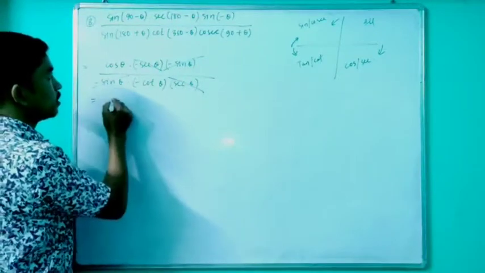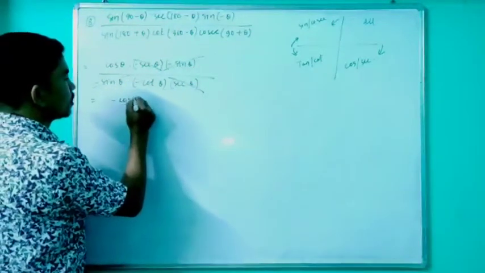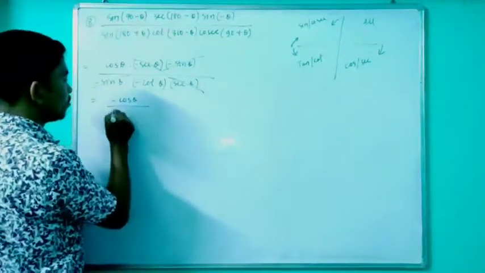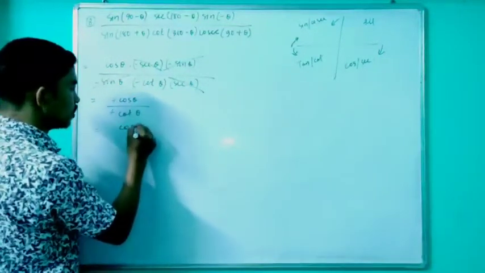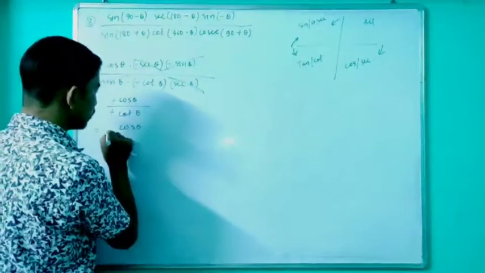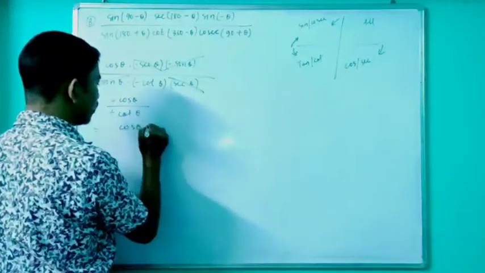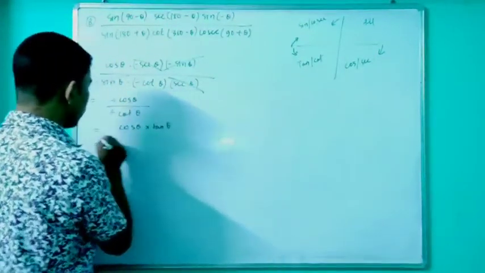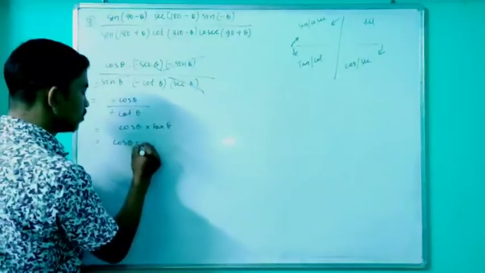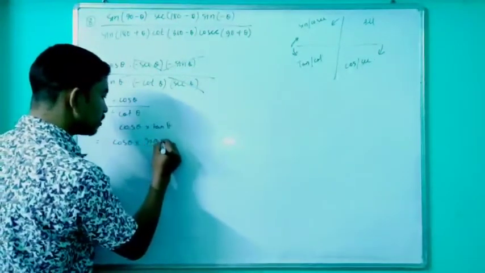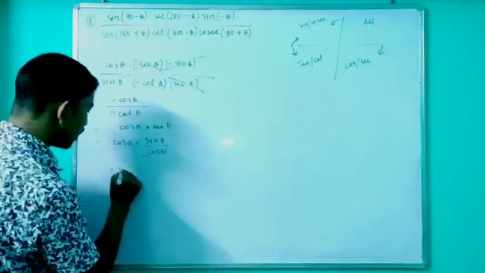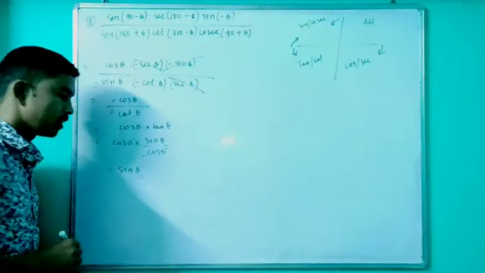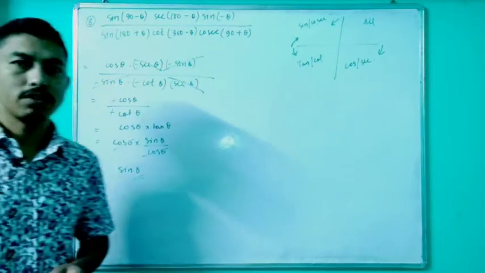So what is the meaning? Here I have minus cos of theta divided by, in the denominator, minus cot of theta. So minus minus again cancels, so it equals cos theta divided by cot theta, and 1 by cot means it is tan. So I can write cos theta into tan theta, again I can write it as sin theta divided by cos theta. So cos theta cancels, and finally I have the value of sin theta. This is how we solve this kind of question.